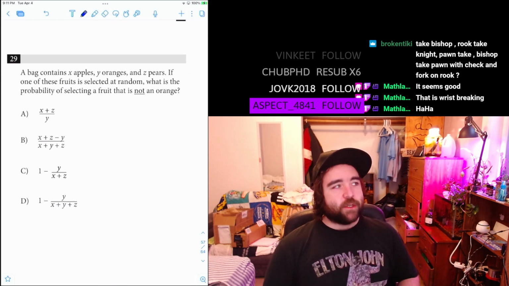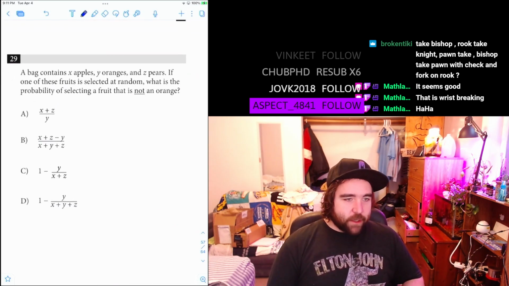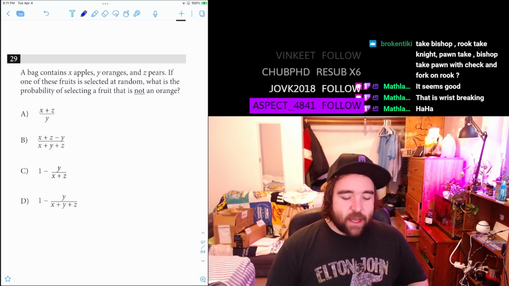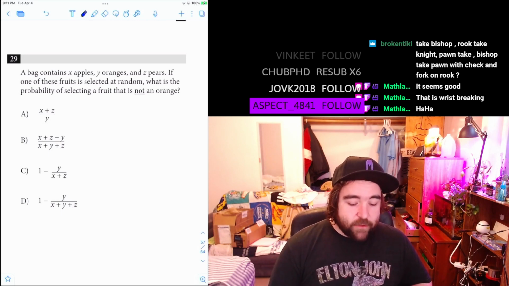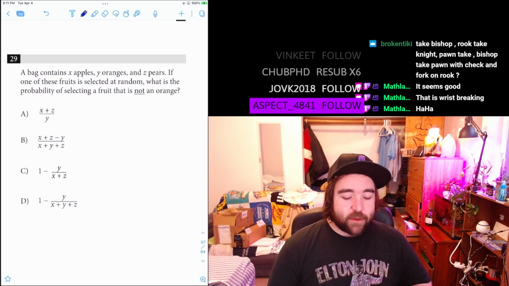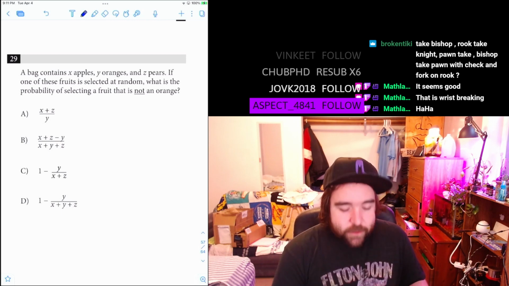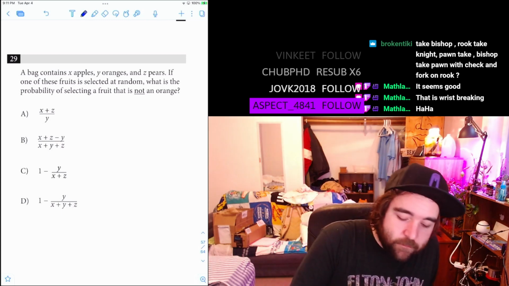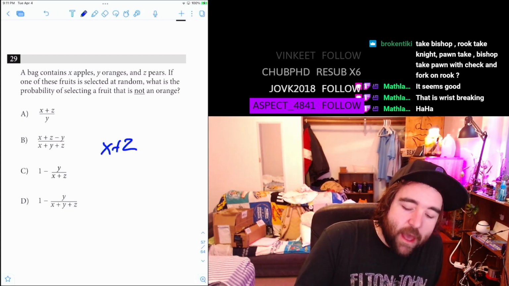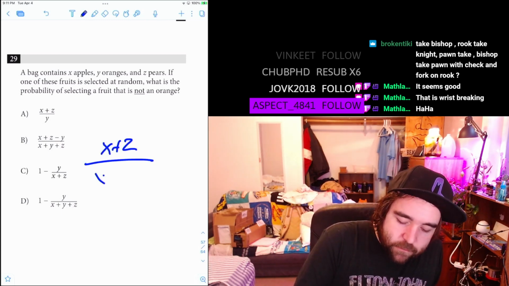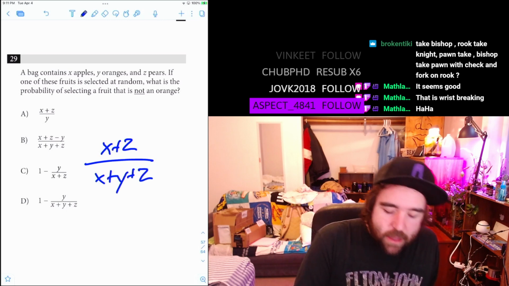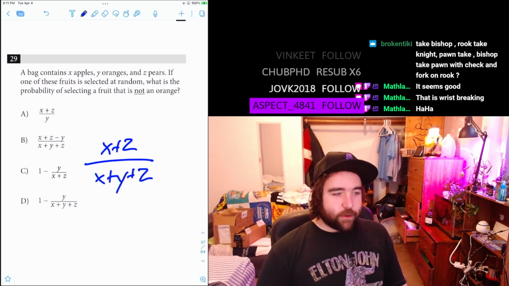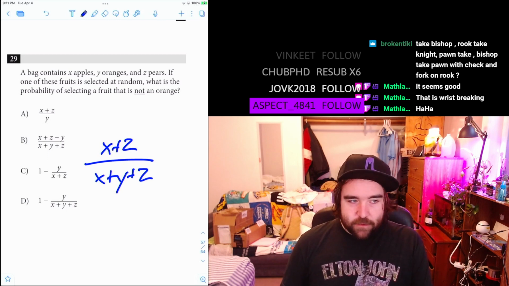Okay, this is a cool question. I like this question. A bag contains X apples, Y oranges, Z pears. If one of these fruits is selected at random, what is the probability of selecting a fruit that is not an orange? So what I would do right off the bat is say how many fruits are not oranges, X plus Z, out of all of the fruits, X plus Y plus Z. And that's a correct answer. You just see that that's not one of the options.